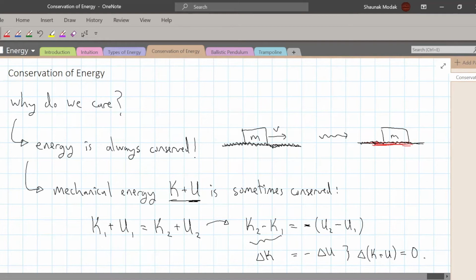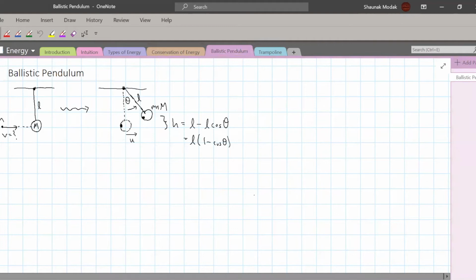With these basic concepts in hand, we can now check out a couple of example problems. A classic example of the conservation of energy is the ballistic pendulum. The goal of this setup is to determine the velocity of a projectile given its mass by shooting it at a pendulum and studying that pendulum's motion.